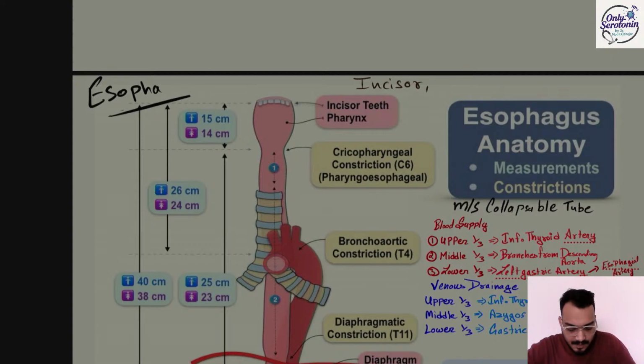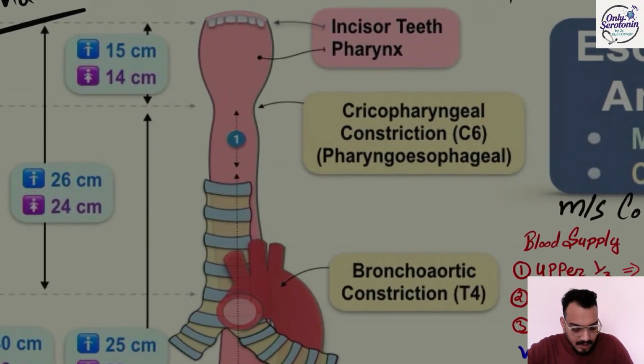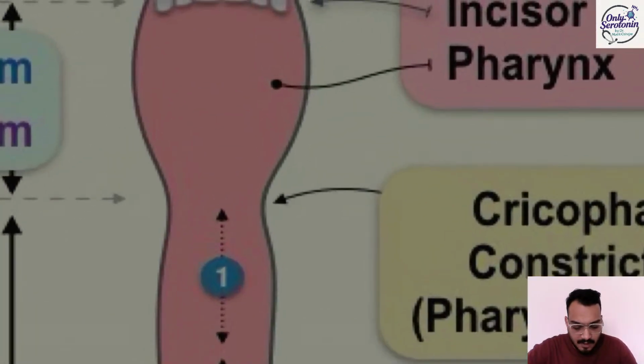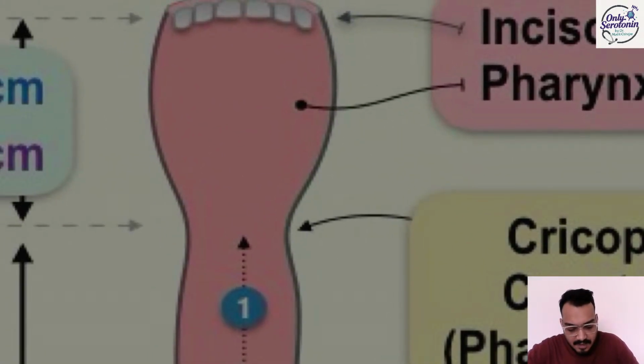So, guys, in the esophagus, what you have to remember, first of all, is the length of the esophagus. So in viva, the teacher can ask how you are going to measure the esophagus. What you should remember, guys, is we can measure the esophagus from the upper incisor teeth. We are going to start our measurement from the upper incisor teeth.